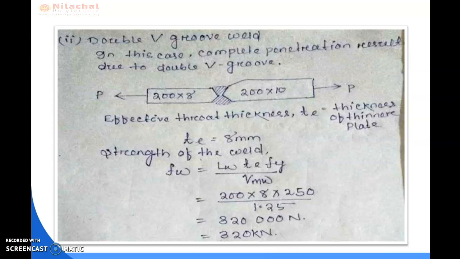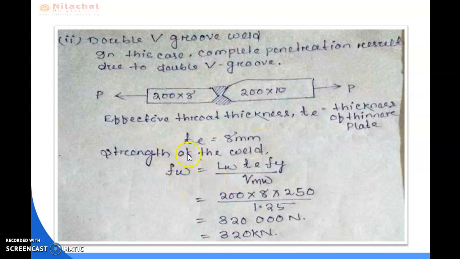So now comes the double V groove weld. Here you can see, in case of double V groove weld, it is the case of complete penetration. So here the throat thickness is equal to the thickness of the thinner plate only. So between two plates, the thinner plate is this plate. So the thickness of the throat should be 8 mm, which is the thickness of the thinner plate.